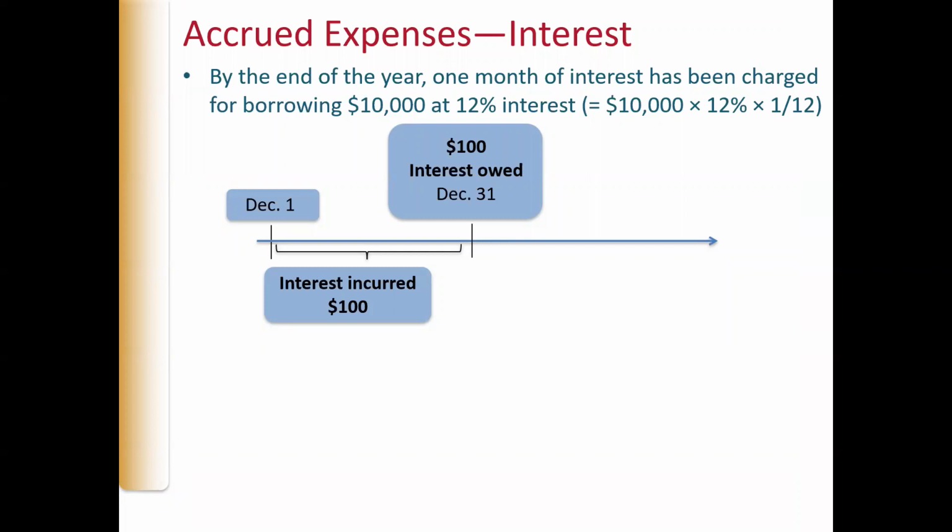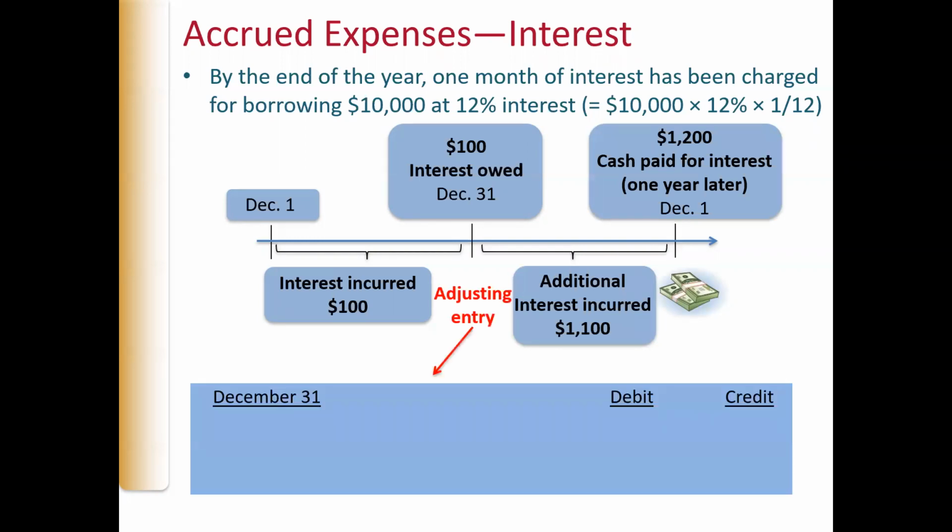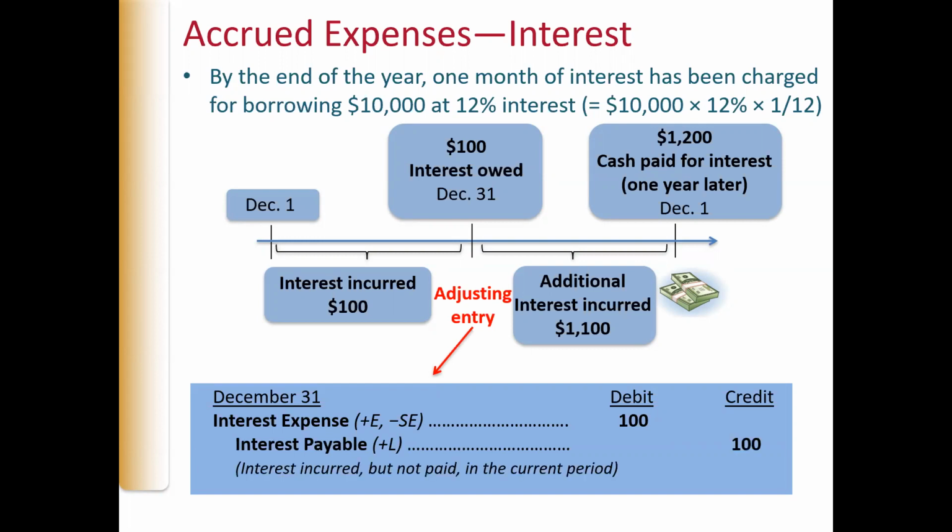By the end of the year, 1 month of interest has been charged for borrowing $10,000 at a 12% interest rate. Even though we don't pay it, we need to show that interest expense, and we need to credit our interest payable.